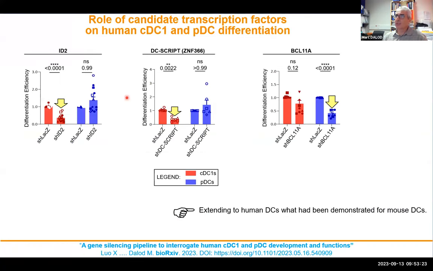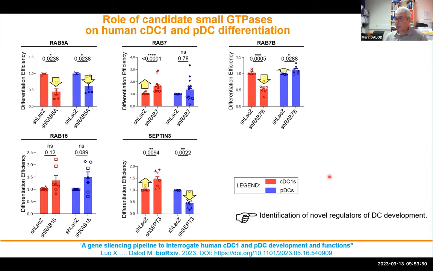Based on this, then we looked at new candidate genes. So we wanted first to expand to the human the knowledge that had been gained in the mouse. So we showed that ID2, a transcription factor that was shown key to CDC1 differentiation in mouse, is also key for CDC1 differentiation in human. That BATF3 is key for CDC1 differentiation in human, like it was shown before in the mouse. And that reciprocally, BCL11A transcription factor is key for PDC differentiation in human, like it was shown before in the mouse.